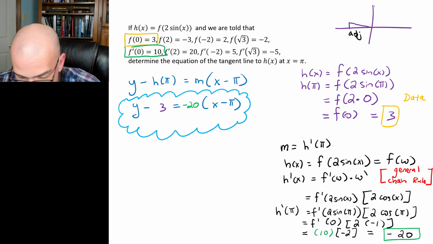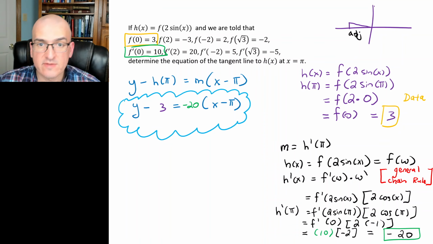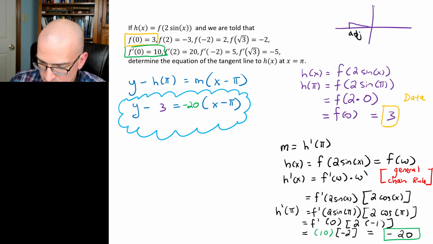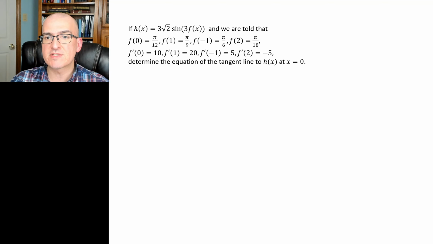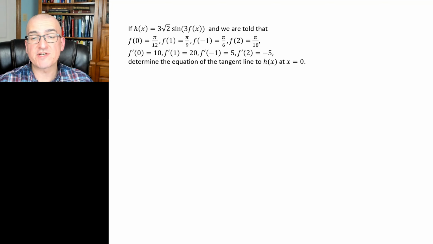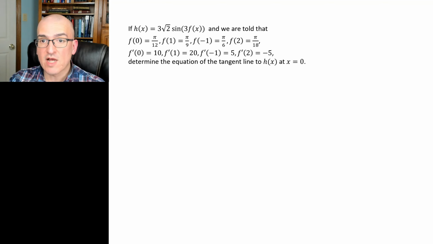y minus 3 is equal to negative 20 times x minus pi. All right, what if we flip it around? What if instead of having this mystery function on the outside, we have the mystery function on the inside? So in this example, h of x is 3 root 2 times the sine of 3f of x.